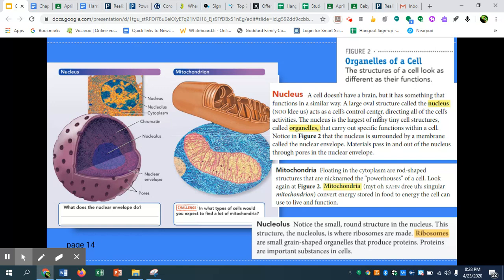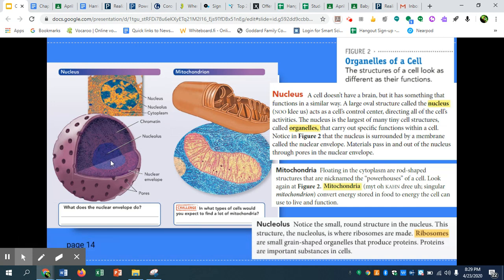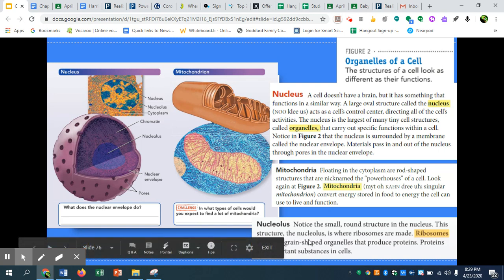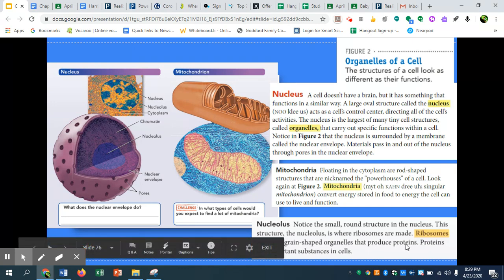All right, so here, this is the nucleus. Now inside, you'll see this little bluish purple indigo type color. That is the nucleolus. And the nucleolus, which is inside the nucleus, is where the ribosomes are made. So what are ribosomes? Ribosomes are tiny little circles, little dots, and they produce proteins, substances that are very important for the cells to function.